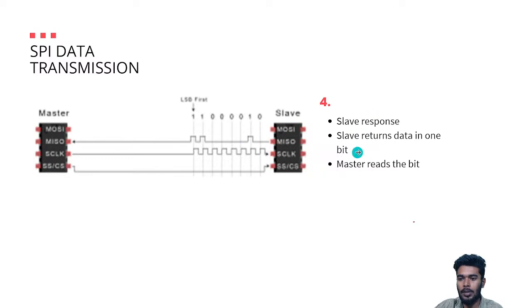Then the slave responds and returns the data in 1 bit form. The slave will send what response it has to give to the master, based on the data it received, through the MISO pin, which is master input, slave output. The slave will send it and the master will read the bit.